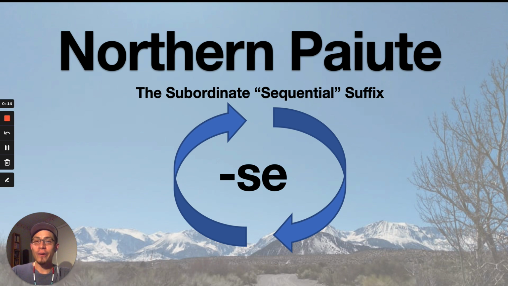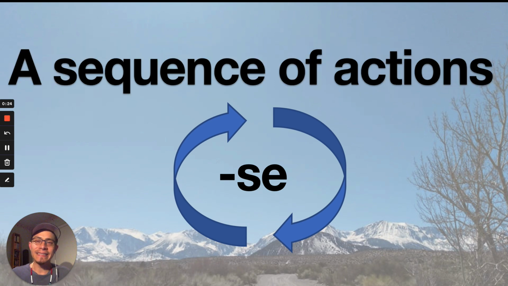Today we're going to be looking at the subordinate sequential suffix. What exactly is a sequential suffix? Well, basically, it indicates a sequence of actions, okay? It is a suffix that is attached to one verb, and that verb occurs before another action or other actions that are also mentioned in that sentence or phrase. As always, I have a lot of examples, and let's get right into it, because with examples, it begins to make a lot more sense.